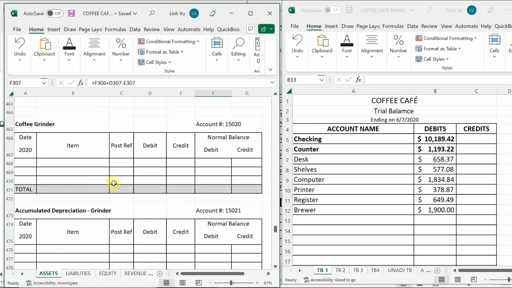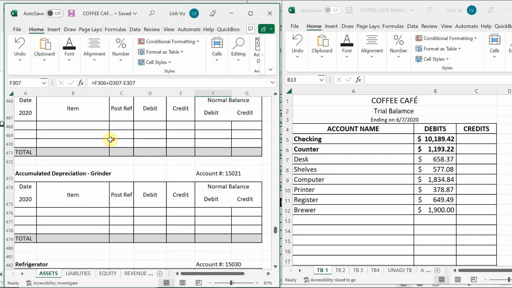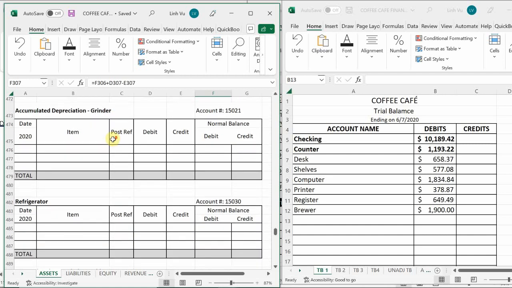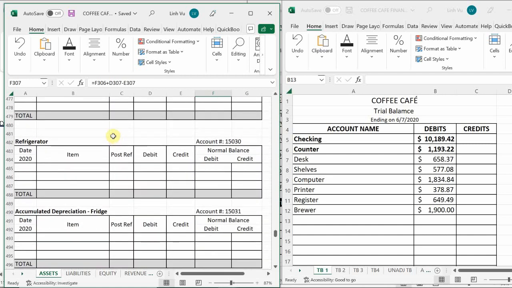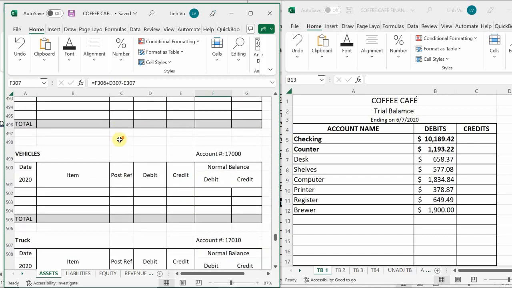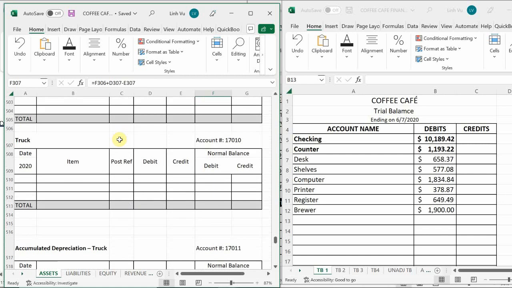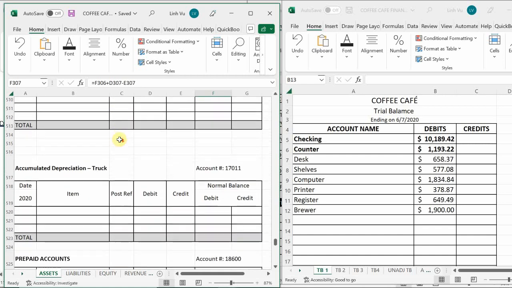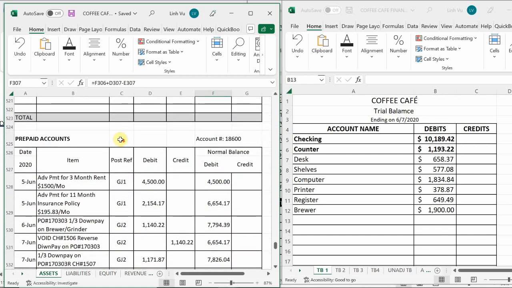Coffee grinder, right? I sent out an order for my coffee grinder, but right now I have yet to receive it. So that's why I don't have anything in my coffee grinder account right now, because I haven't received it yet. So therefore, nothing there. Okay. Next one is refrigerator. I don't have one yet. Okay. Vehicles, right? First thing you have here is your truck. I haven't purchased my truck yet. Okay.